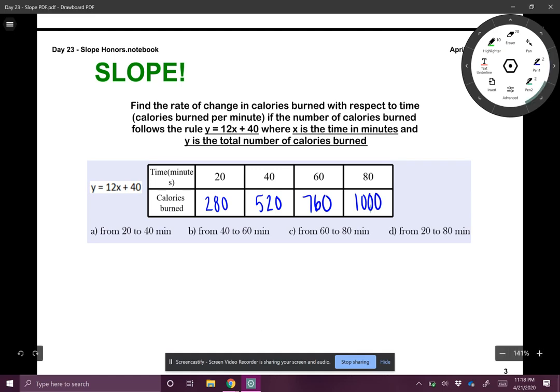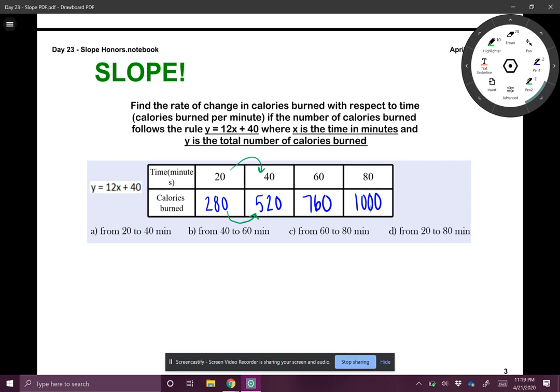Now let's go ahead and find the slope between the intervals that are listed. So what we're doing here is called finding the average rate of change over a given interval. In this case, our first interval is from 20 to 40. So from 20 to 40, we have to find our change from 280 to 520, and our change from 20 to 40.